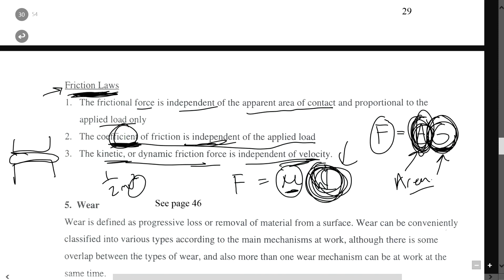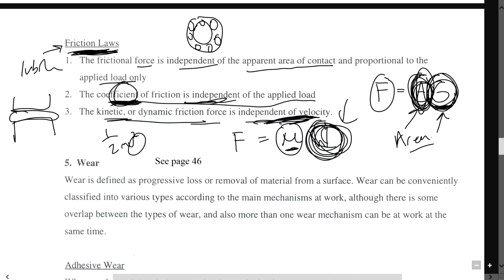And the lubrication, I don't know. And the velocity most likely is the shaft and the bearing. This is the shaft, this is the bearing. So you turn, I don't know.